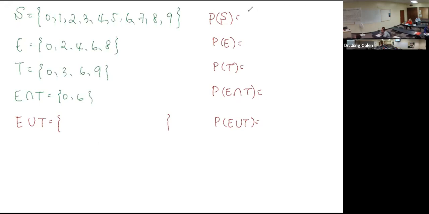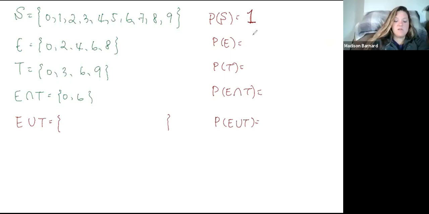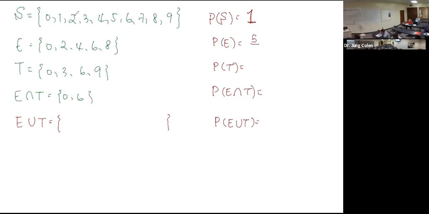So, 1. Oh, very good. Probability of E. Is it Madison Barnard? Madison Barnard, what's the probability of E? 5/9. 5/9. How many numbers are there?